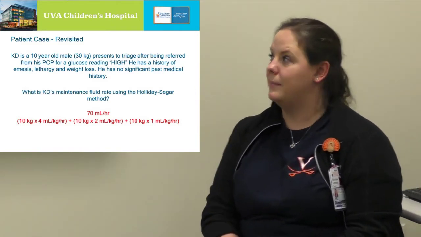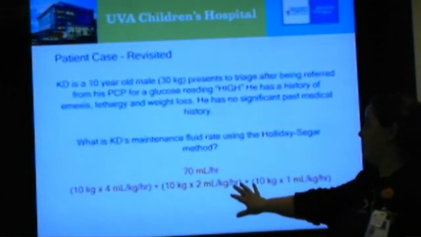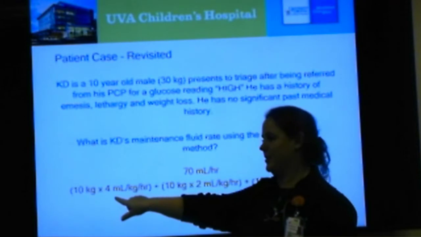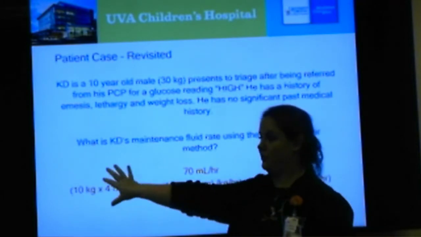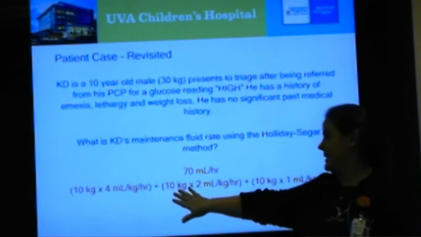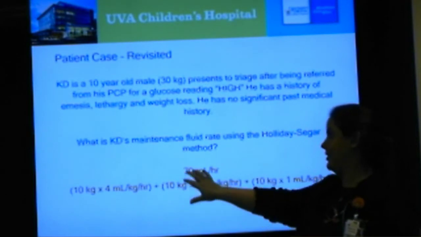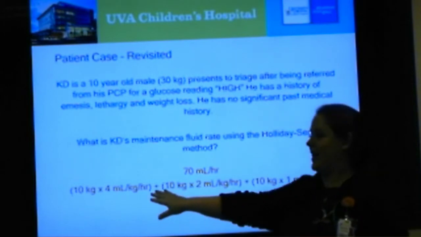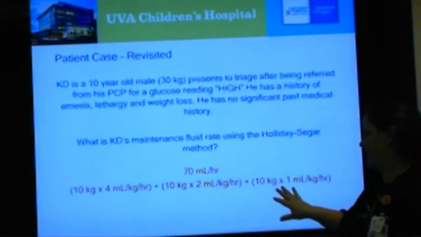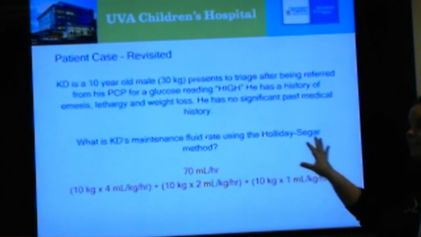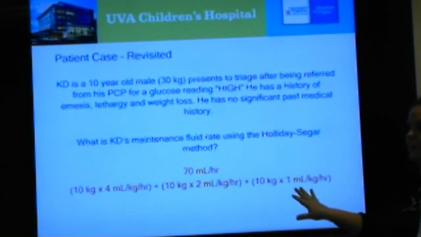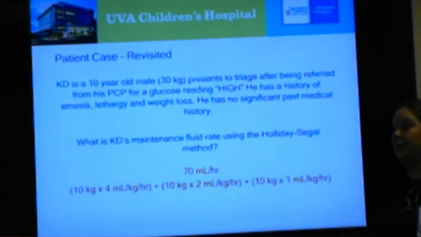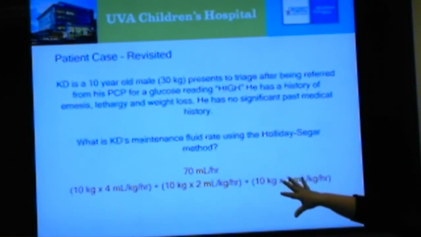So how did I get that number? The patient weighs 30 kilos. For the first 10 kilos, it's 4 mLs per kilo per hour, so that gives you 40 mLs. Plus, for the second 10 kilos, it's times 2, so you add those two together, and that gives you 60. And then for any kilos after 20 kilos, it's 1 mL per kilo per hour. That gives you your total of 70 mLs per hour. So that's the maintenance fluid rate.